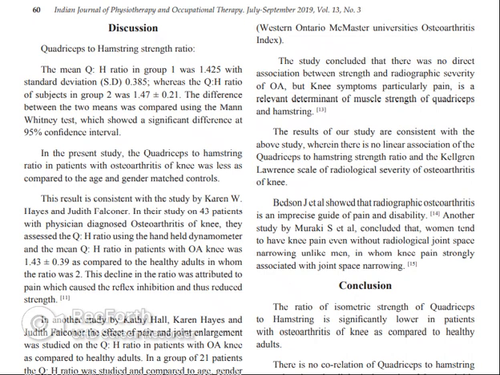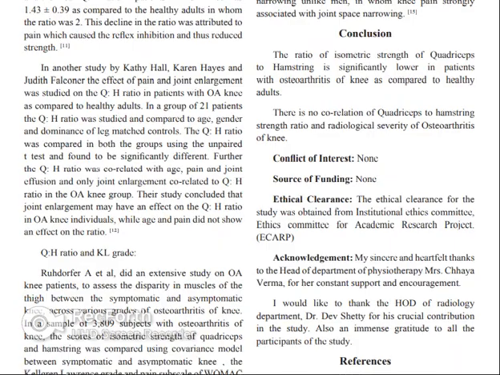Another study by Muraki S. et al. concluded that women tend to have knee pain even without radiological joint space narrowing, unlike men, in whom knee pain is strongly associated with joint space narrowing. The ratio of isometric strength of quadriceps to hamstring is significantly lower in patients with osteoarthritis of knee as compared to healthy adults. There is no correlation of quadriceps to hamstring strength ratio and radiological severity.